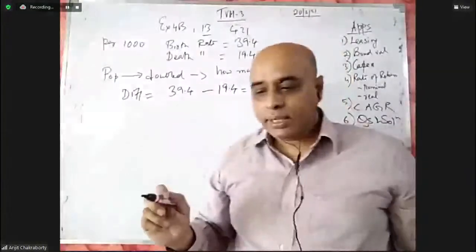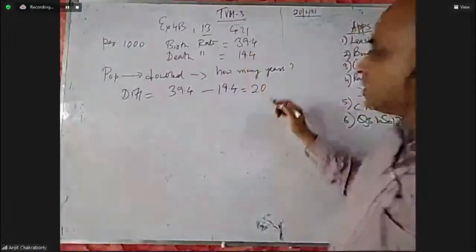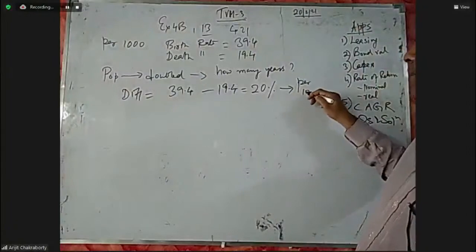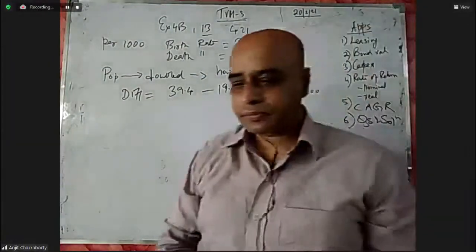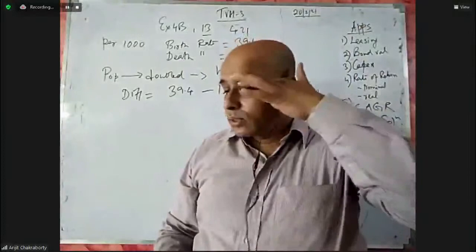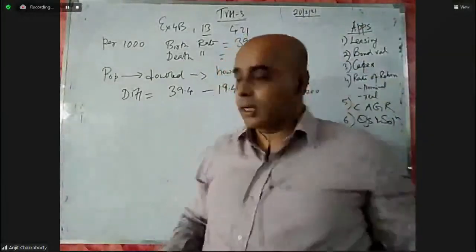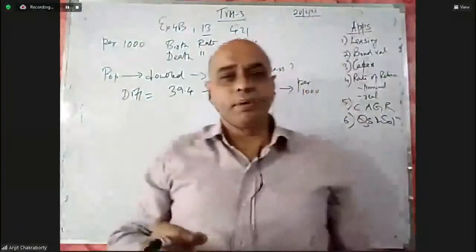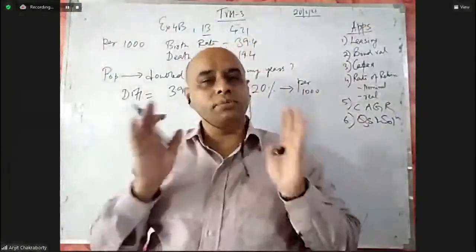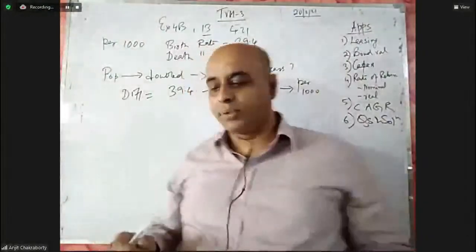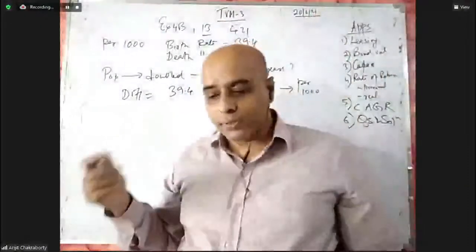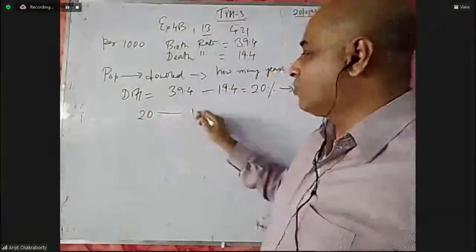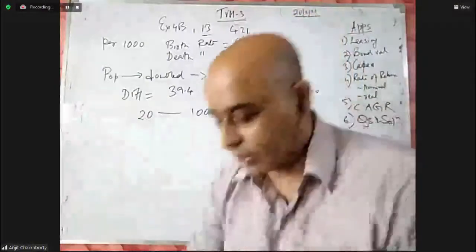So we can say that the difference is 20 per thousand population. 20 people is the total increase in the population per 1,000. So in 100, what will be the rate? If 20 is the rate for 1,000, or I'll put it in this way.